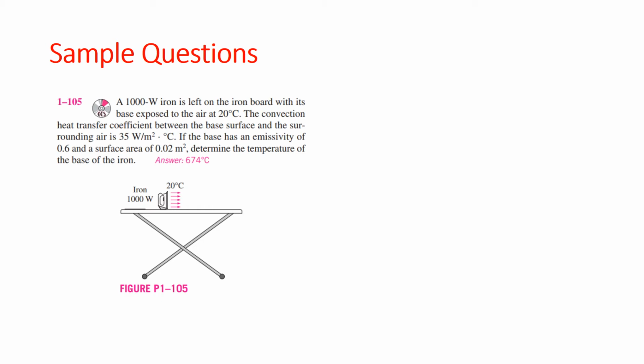So let's initially write the power that is given, or you can say the total rate of heat transfer. You can call it power, or total rate of heat transfer, equal to 1000 watt. It is exposed to air at 20 degrees Celsius. So T air, the temperature of air, is nothing but 20 degrees Celsius. Okay, and what is also given?